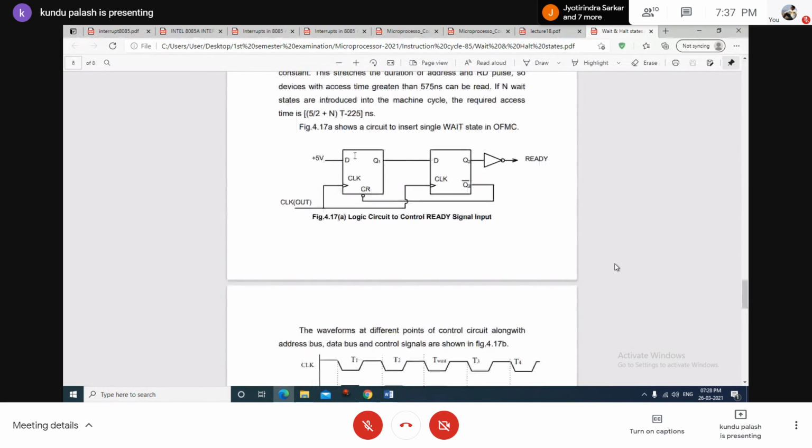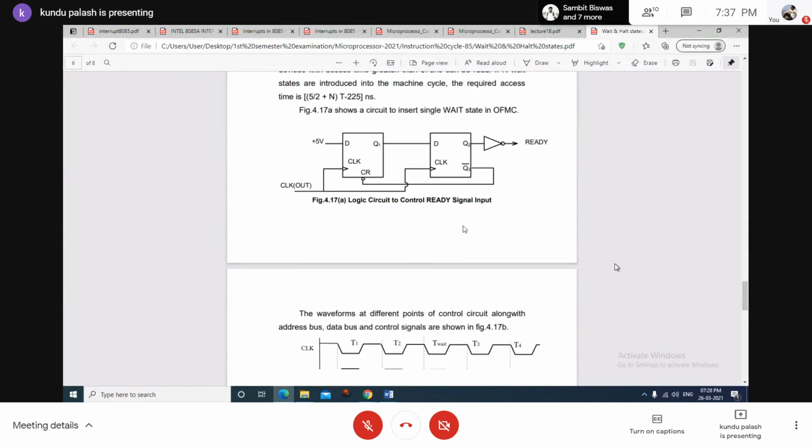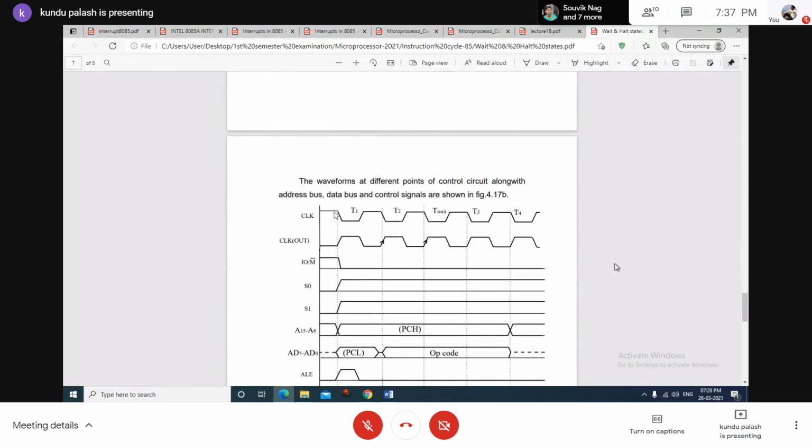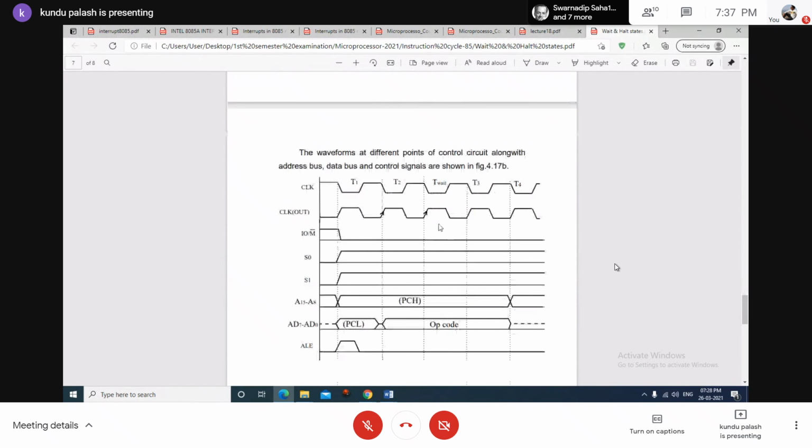You can see there will be a delay by one clock signal. According to this diagram, the logic circuit controls the ready signal input. How much will be the delay? That is 2 clock signals. After 2 clock signals, we can see the ready signal.